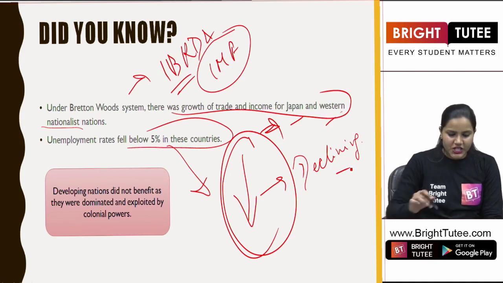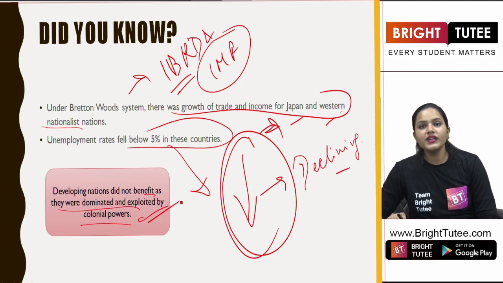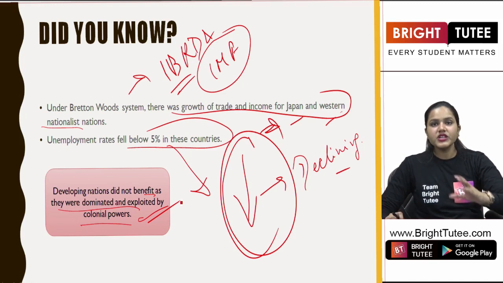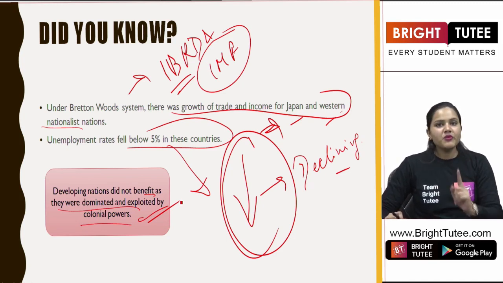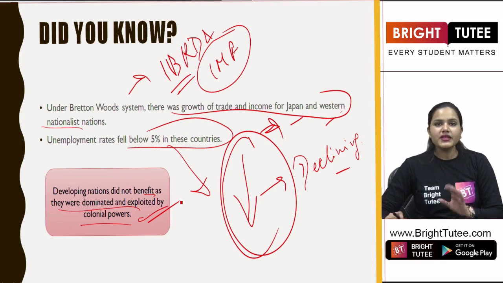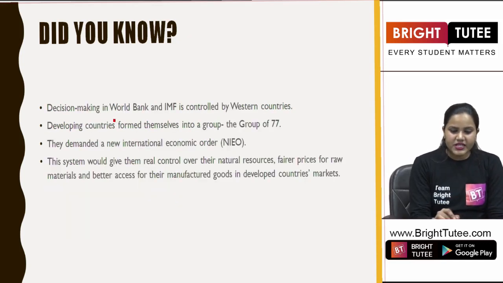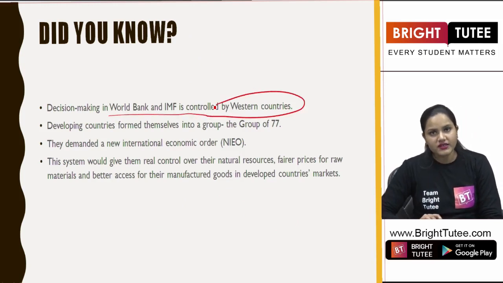Also, developing nations did not benefit as they were dominated and exploited by the colonial powers. Now at the same time, what are we seeing? These Western dominated regions were getting profit from these Bretton Woods institutions. But when we are talking about the developing nations, were they being satisfied by these institutions? No, students. Because they were being dominated by these Western nations, the colonial powers, right? The decision making in the World Bank and IMF was controlled by the Western countries, right?